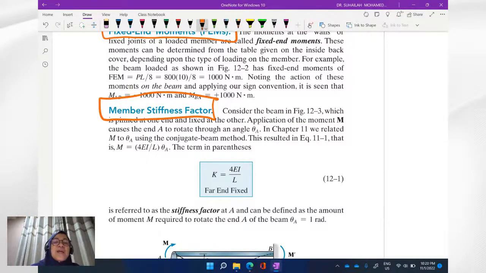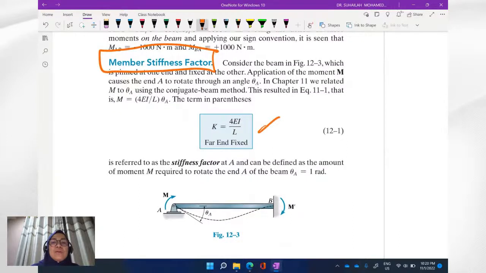The other term that we need to understand is called member stiffness factor. It is K, and K depends on the far end condition. So we refer to far end fixed, and the other one is far end pin or roller, where for far end pin or roller we will use 3EI over L. So these are the two stiffness factors that we need to remember. We will use these in analyzing beams and frames, the famous ones.